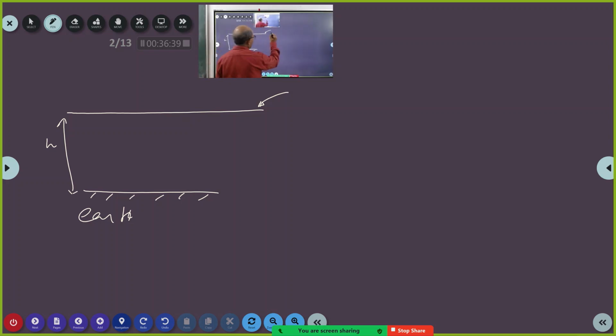Excellent. So you are on top, and the gravitational potential there will be gh. Agree? Potential energy is mgh. So if you keep a unit mass here, its potential energy will be 1 into gh, and if you keep mass m here, then its potential energy will be mgh. Correct? Yes.